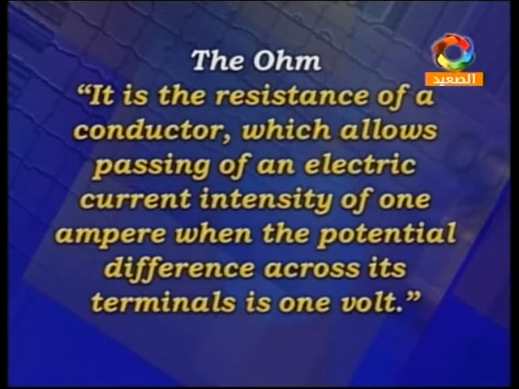And after that we have another definition called the ohm. The ohm is the resistance of the conductor which allows the passing of an electric current intensity of 1 ampere when the potential difference across its terminals, or ends, or two points in the conductor, is 1 volt.